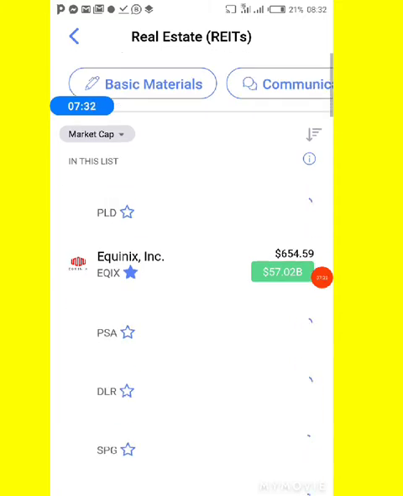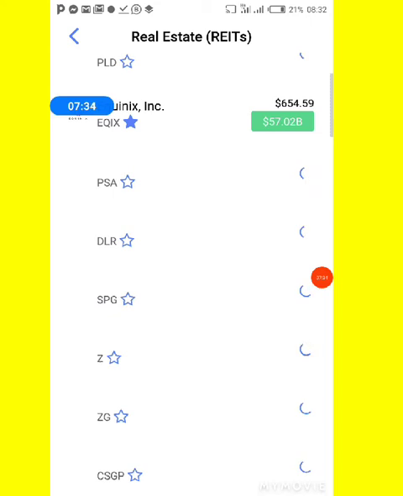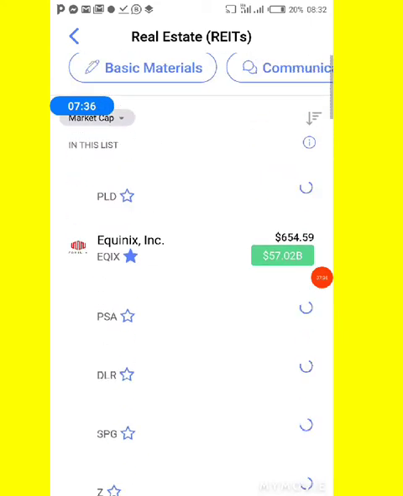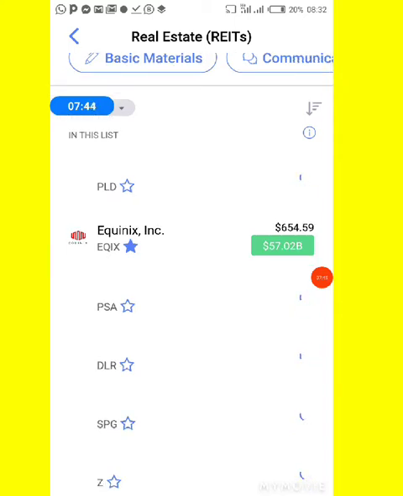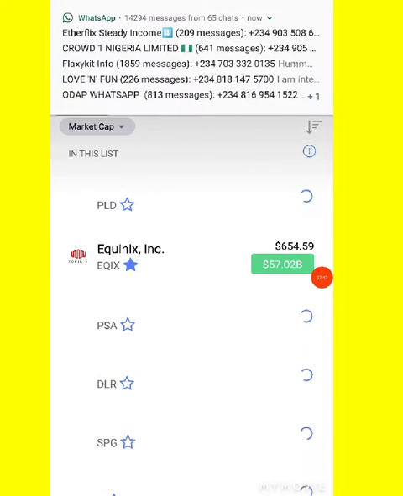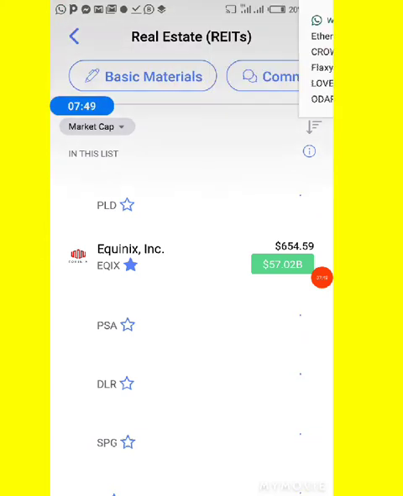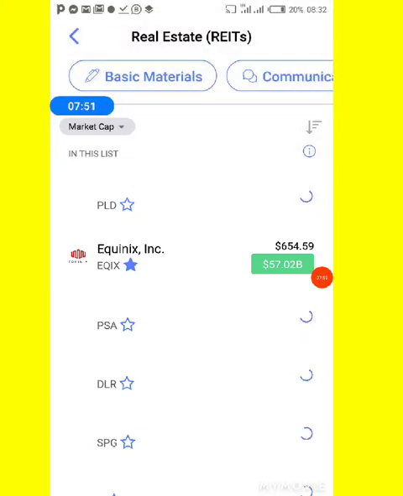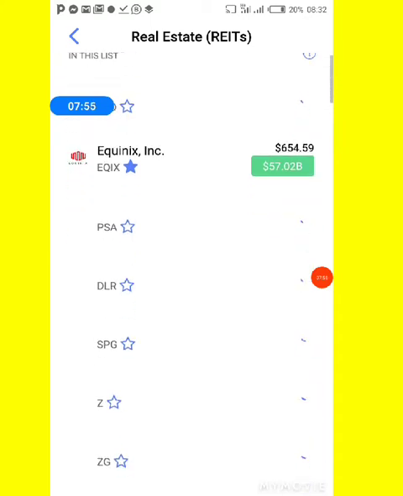It means it's listed. Now, I'm looking for a company like PLD that is showing here, and I want it to be listed in the watch list. What am I going to do? We'll just come in here and click on this star and highlight it. It's still loading. So you just click on anything that you want to add to your watch list.